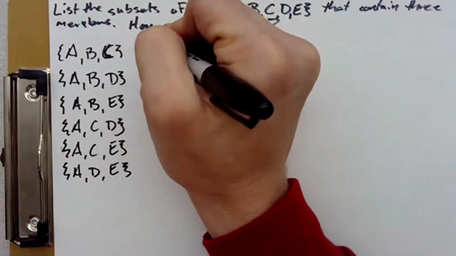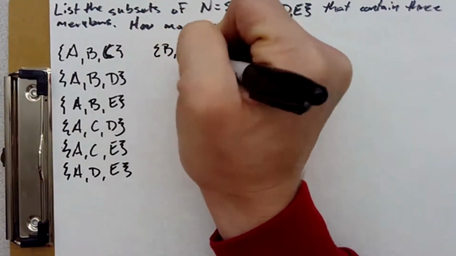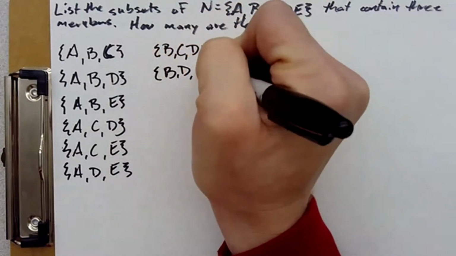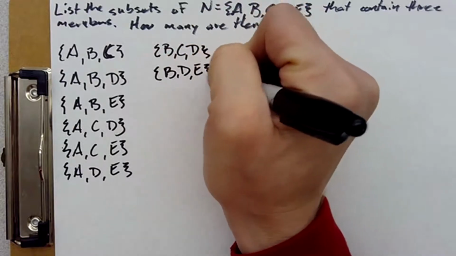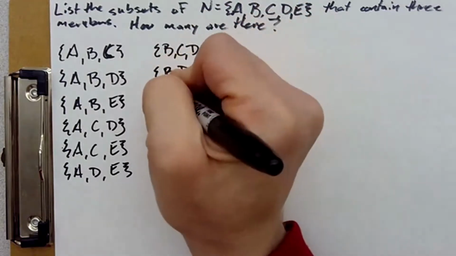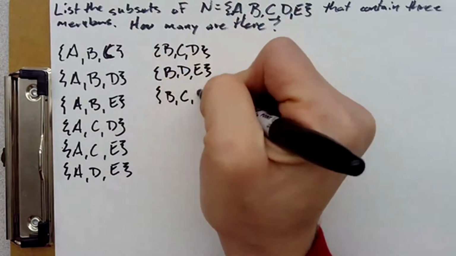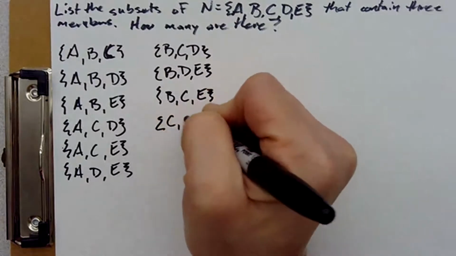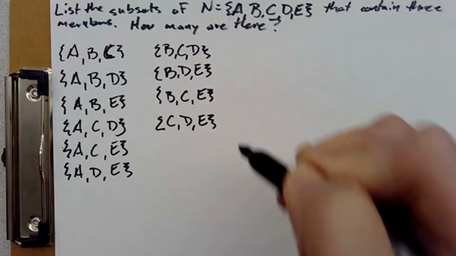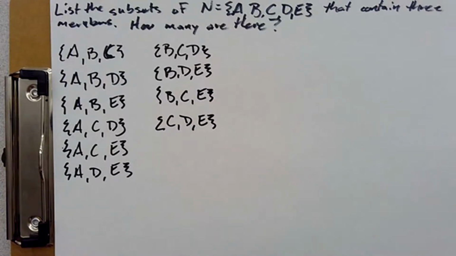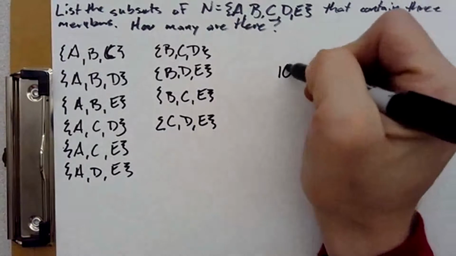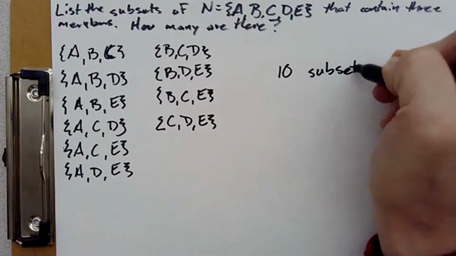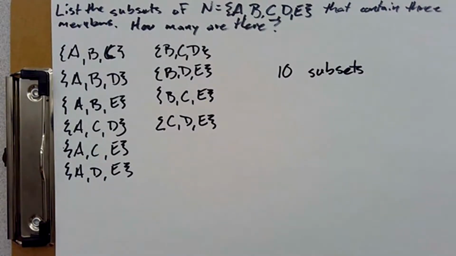So then we move on and we take B, C, D, and B, D, E, and B, C, E. And then we've only got one more, which is C, D, E. And now we've accounted for all 10 subsets of A, B, C, D, E that have 3 members.